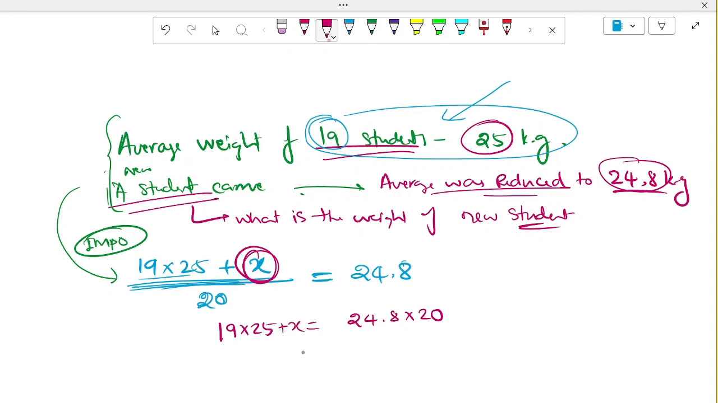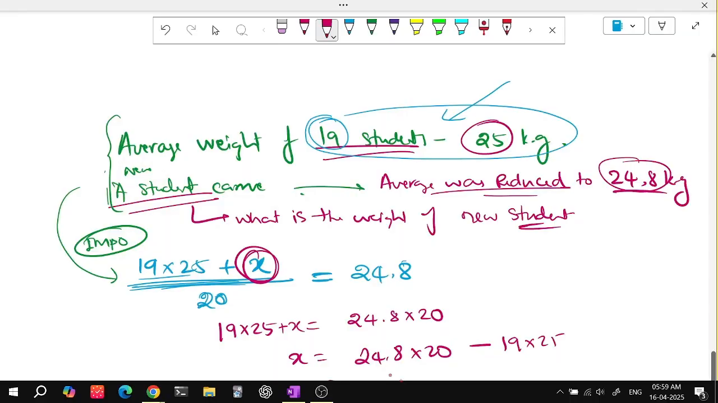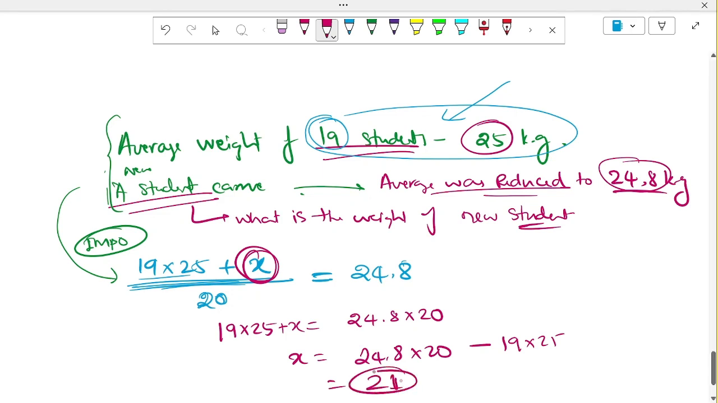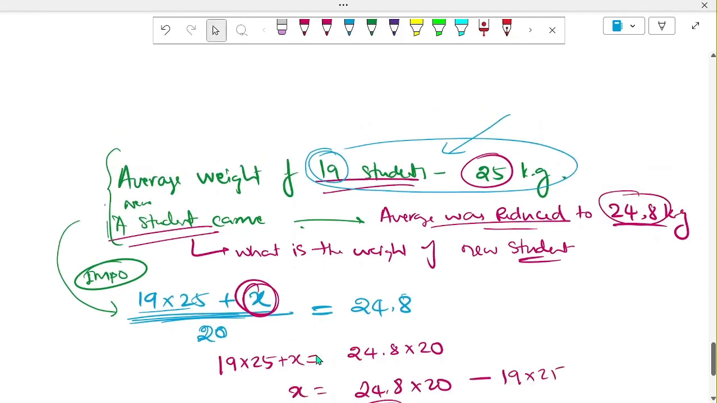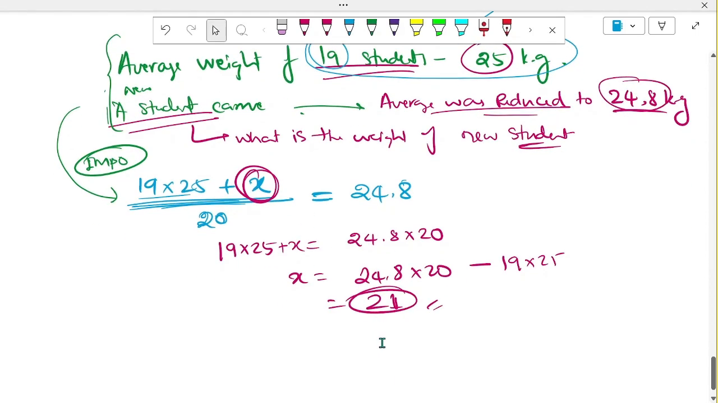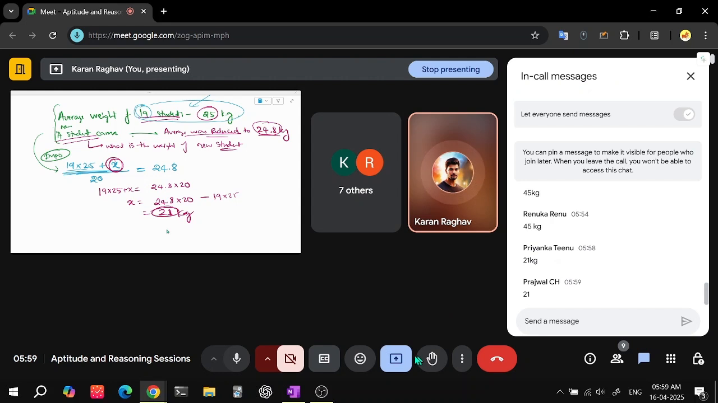So x will be equal to 24.8 into 20 minus 19 into 25. So the answer will come out to be 21. Okay, so the answer is 21. It is 21 kgs. I hope this question is clear to everyone. Anybody, any doubt?